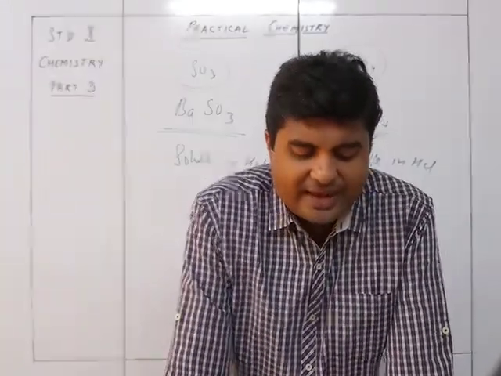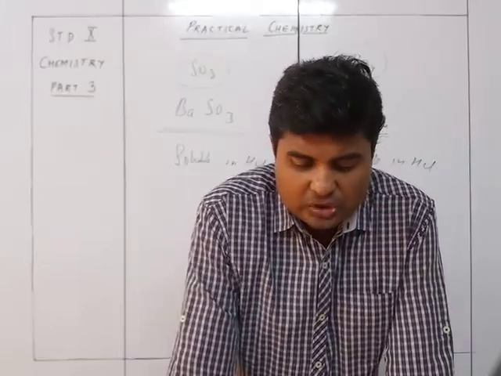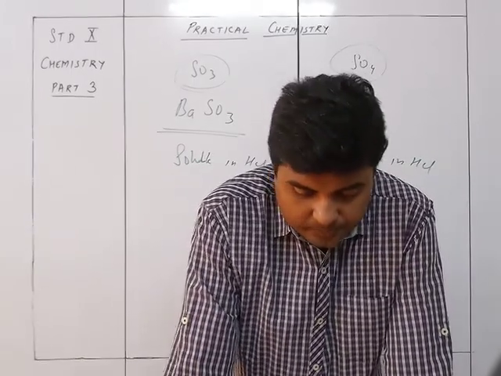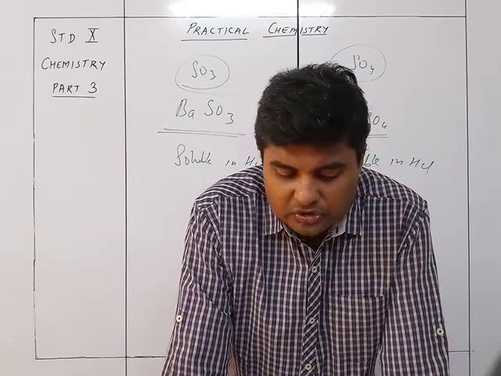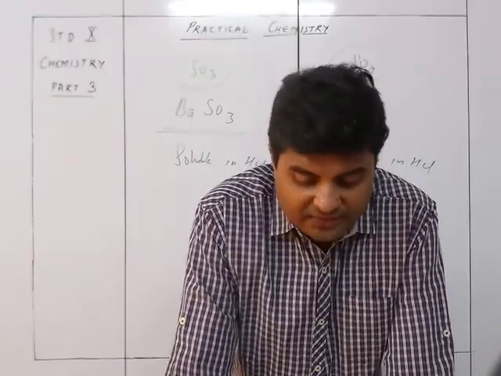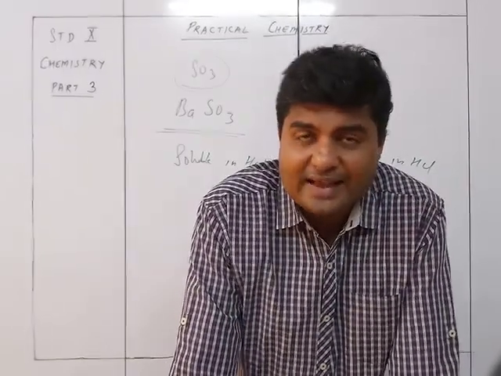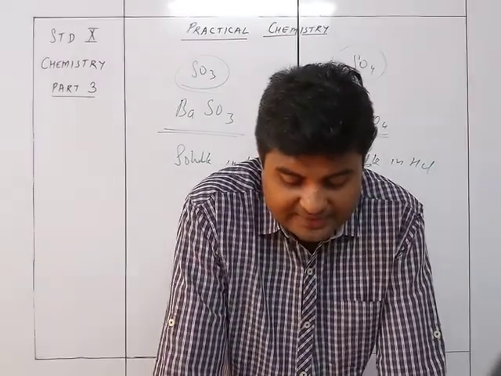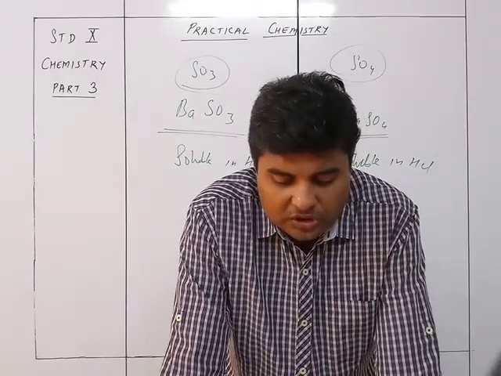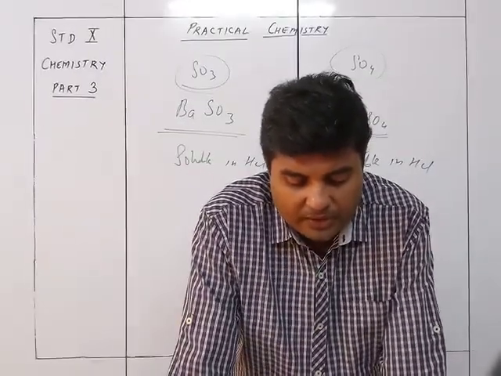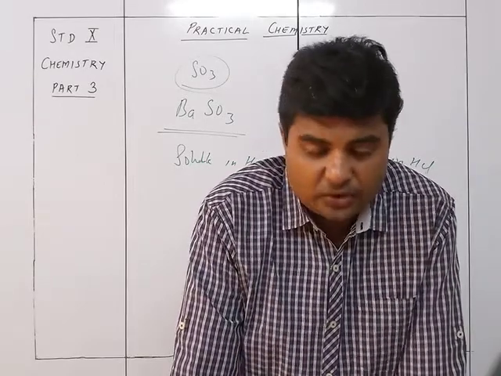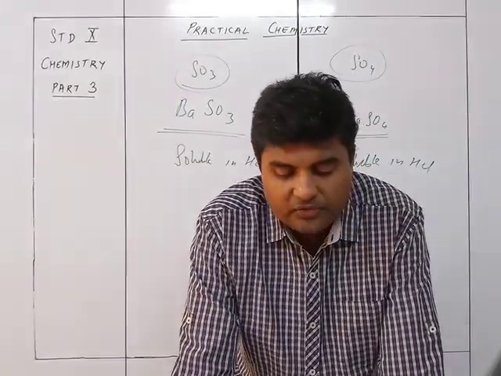Okay, the next anion we are going to study is chloride. Chloride salt plus concentrated sulfuric acid will give you HCl gas, that is the evolving of HCl gas. Another test is that the salt with AgNO3 solution will give you a white precipitate.